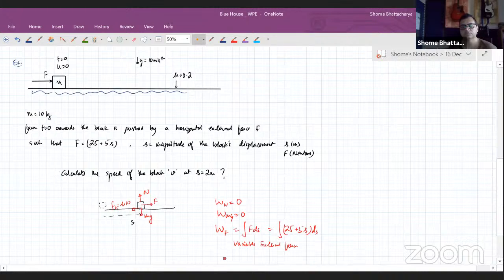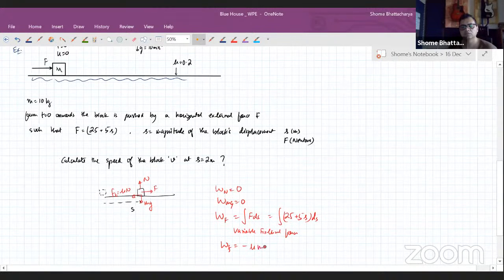We'll calculate this way. Work done by friction will become minus mu mg s. Okay, so this is the non-conservative force. Since there is no conservative force at all, there's no concept of potential energy here.